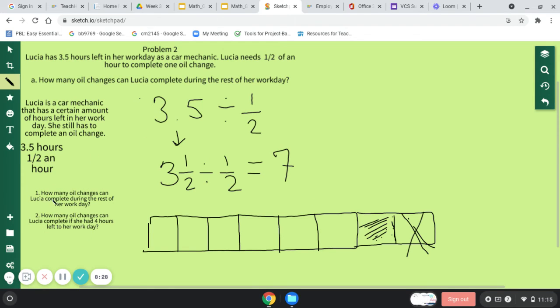The first question is, how many oil changes can Lucia complete during the rest of her workday? So we did that. We took the 3.5 and divided it into halves. We know that an oil change only takes half an hour, and we have a half hour here, another half hour, another half hour, another, another, another, and this half hour. So that means that Lucia can do 7 oil changes.